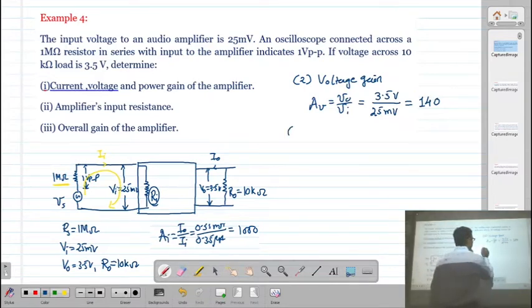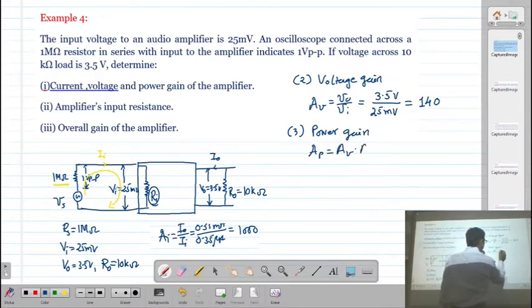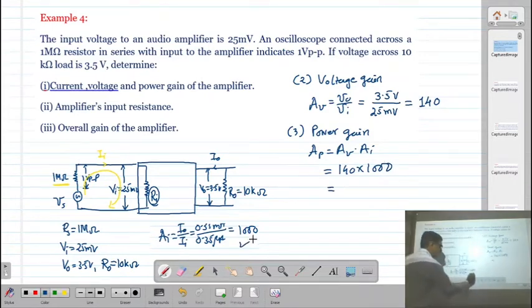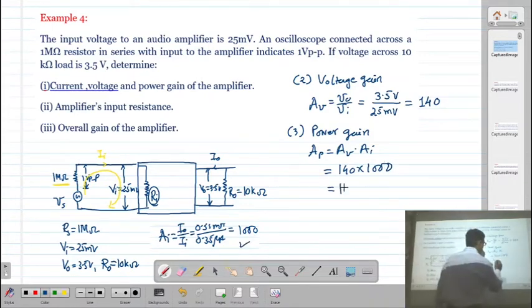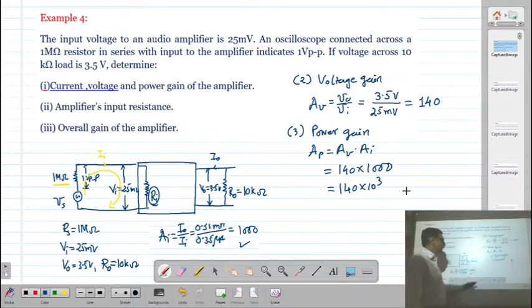Then the power gain is simple. The third one is the power gain. We know that the power gain is given as AV into AI. My voltage gain is 140 multiplied by 1000, the current gain that we have already calculated. So this is the power gain: 140 into 10 raised to 3. The voltage gain doesn't have a unit, so this is the power gain. So here we have calculated the current gain, voltage gain and the power gain of the amplifier.